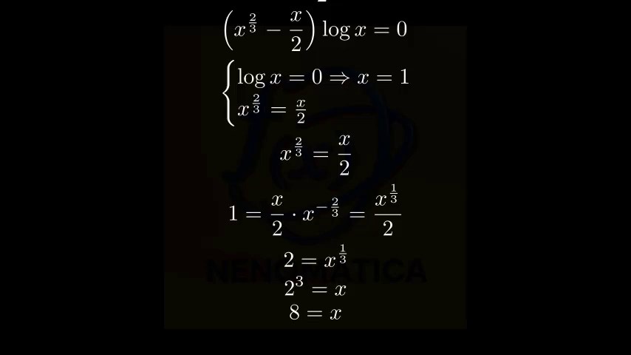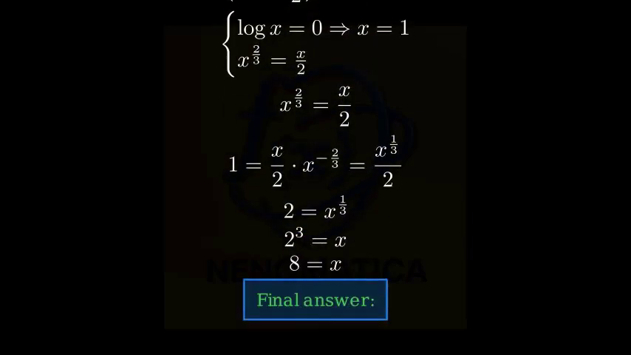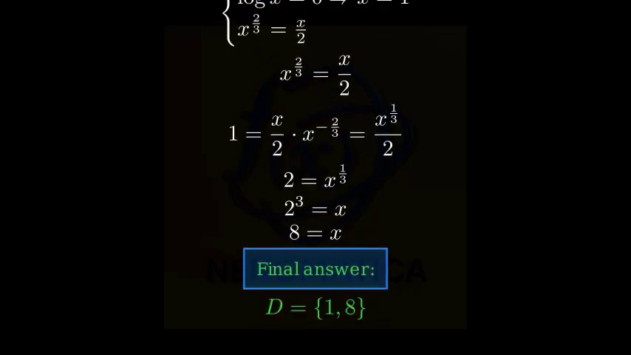Therefore, we have found that this exponential equation has two solutions, x equals 1 and x equals 8. The solution set can be written as D equals the set containing 1 and 8.